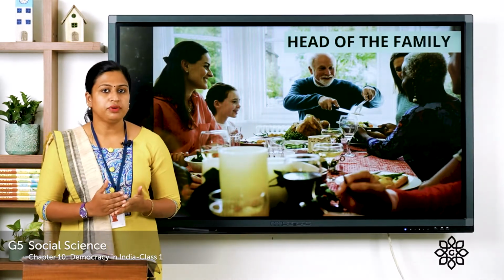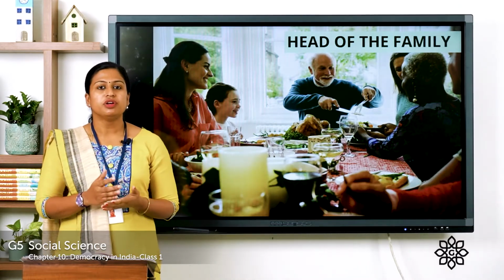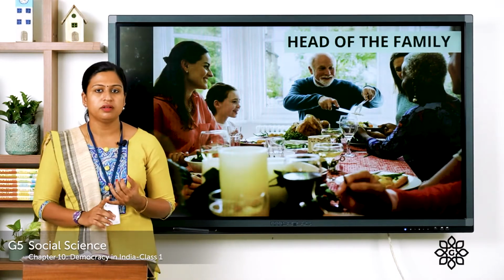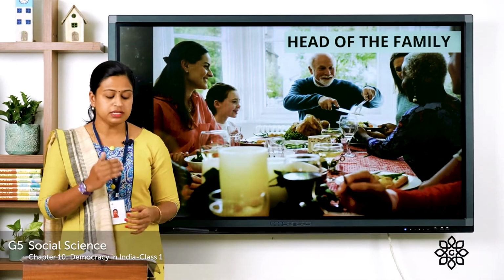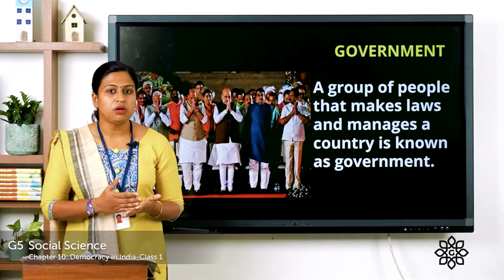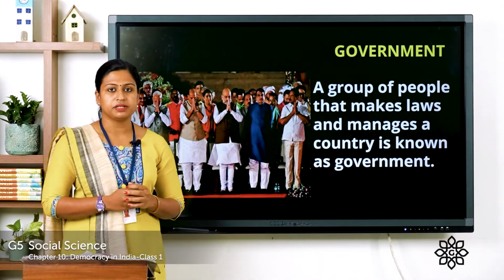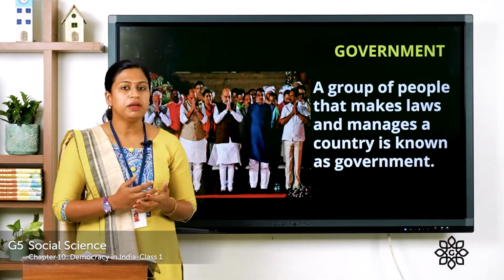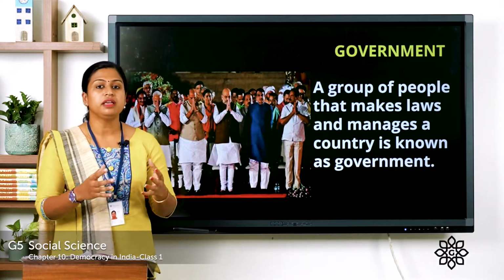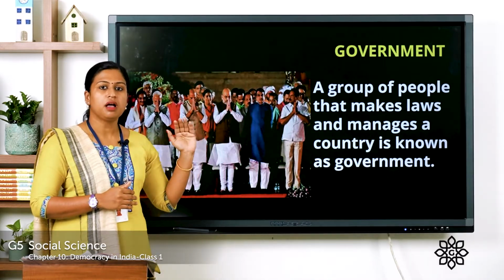Talking about our country, India is also like a big family. So, to rule this country, a single person cannot rule it. So, we need a team. Now, this team or group of people who makes law or who rules our country is known as the government. Once again, government is a group of people who makes law and who have the controlling power over a country. That is known as the government.